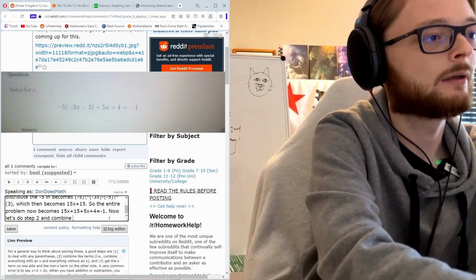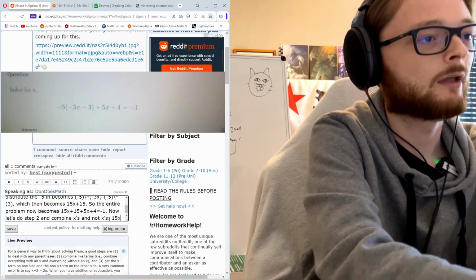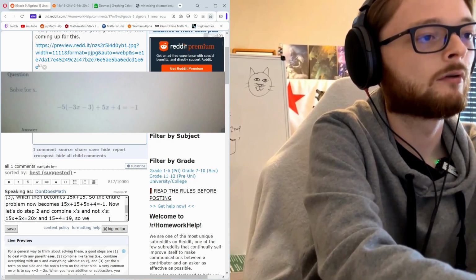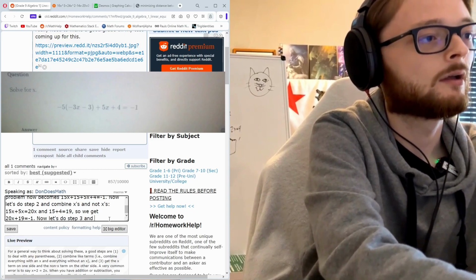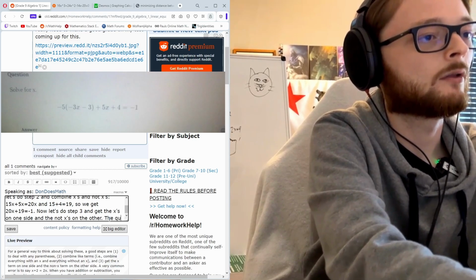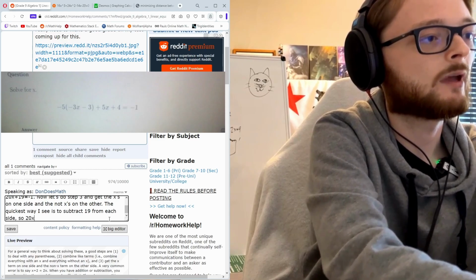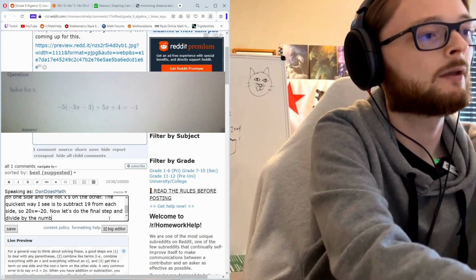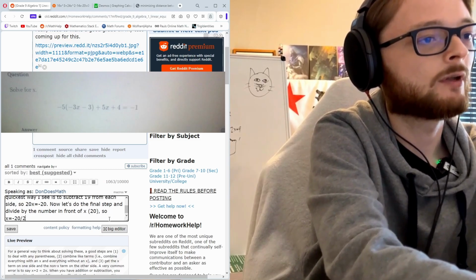Let's do step 2 and combine x's and not x's. 15x plus 5x equals 20x, and 15 plus 4 equals 19. So we get 20x plus 19 equals -1. Now let's do step 3 and get the x's on one side and the not x's on the other. Quickest way I see is to subtract 19 from each side. So 20x equals -20. Now let's do the final step and divide by the number in front of x, 20. So x equals -20 divided by 20 equals -1.